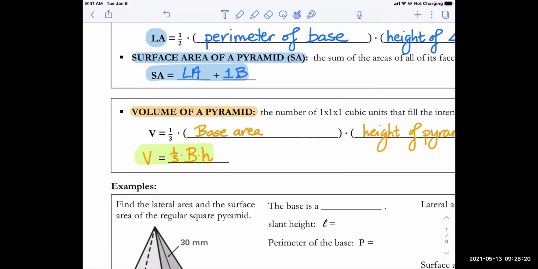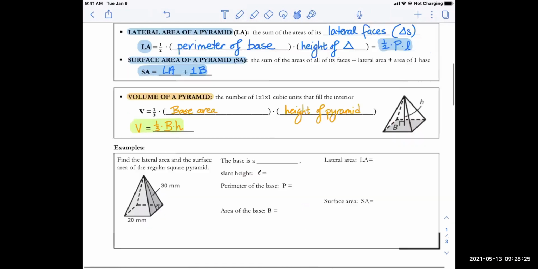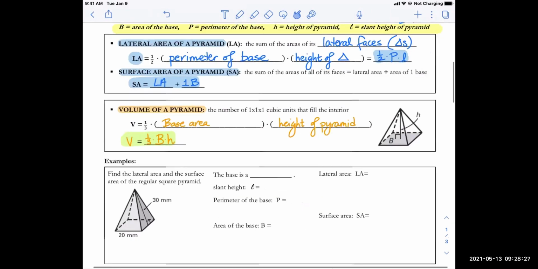Now, again, I'm going to give you those formulas just like you're getting the formulas of the prisms and the cylinders that are written on the board. It'll be the same thing with the pyramids and cones.